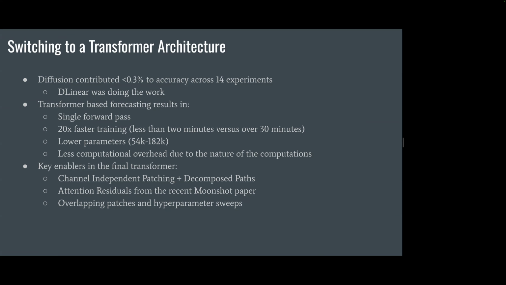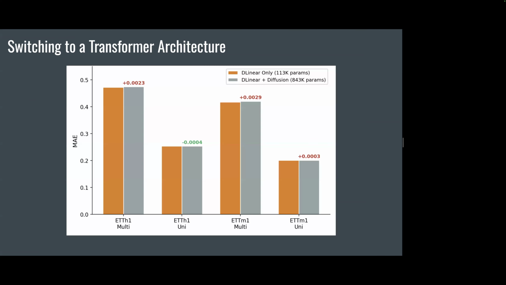And then key enablers in the final transformer. So these are the three things that we worked on. Channel independent patching plus decomposed paths, attention residuals on the recent Moonshot paper that came out this week on Monday, and overlapping patches and hyperparameter sweeps. So I'll go through this quickly.